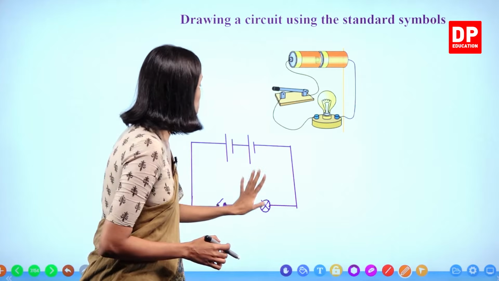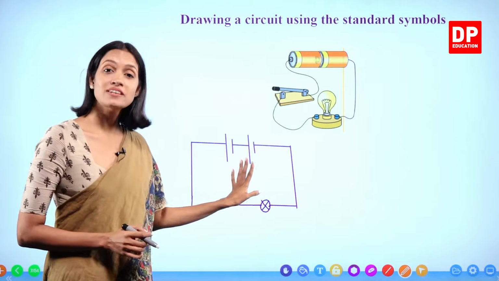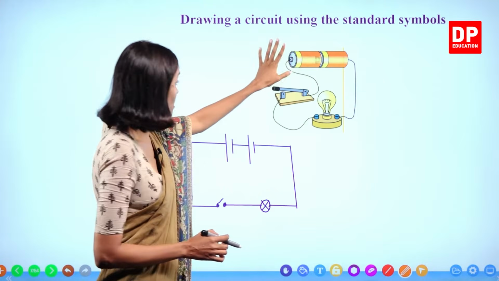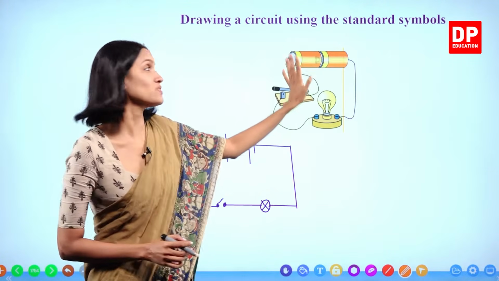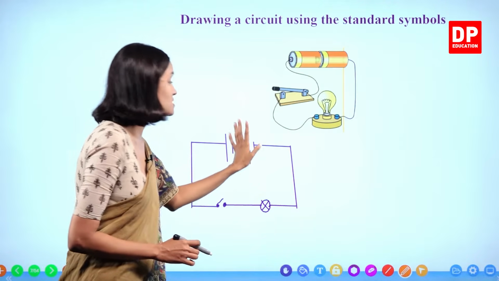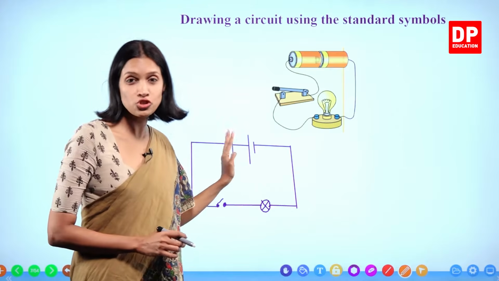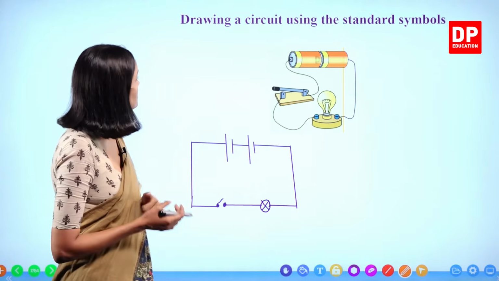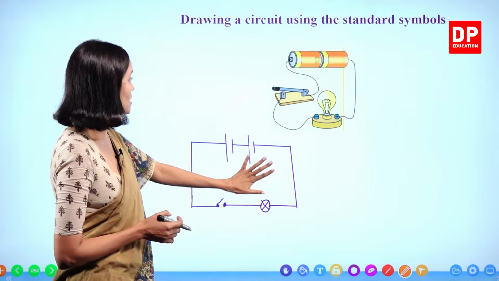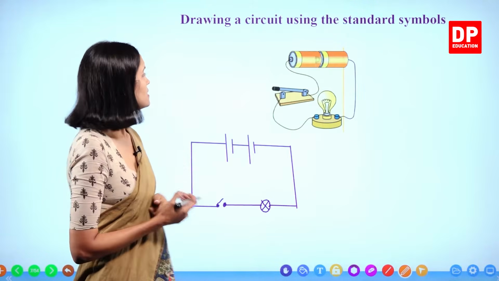See how easy it is to draw the same circuit with circuit symbols, children. What will happen if you draw it in this way? It will take a longer time and it's very difficult to draw, right? So by using circuit symbols, it's way easier to draw the circuit, okay? Right. Let's draw another one as well. So this is the circuit diagram of this circuit, right?